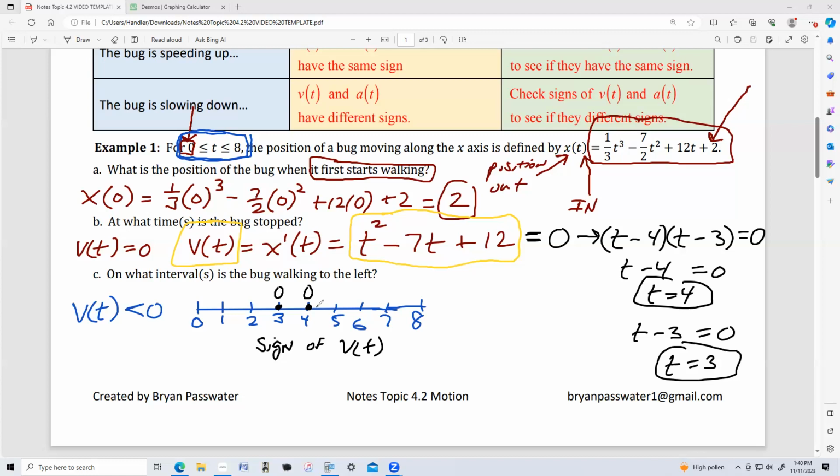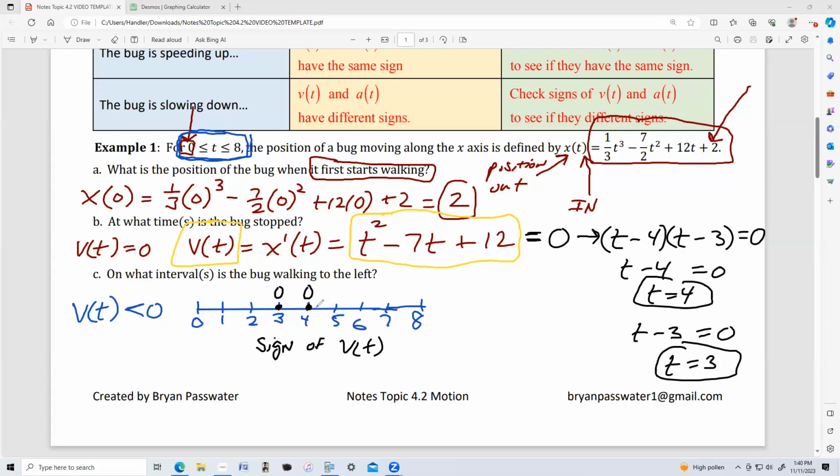Those are the only two times where it was stopped. Okay, every other point on the timeline, it was moving. Now, which way was it moving? Well, the bug has the ability to walk either to the left or to the right.